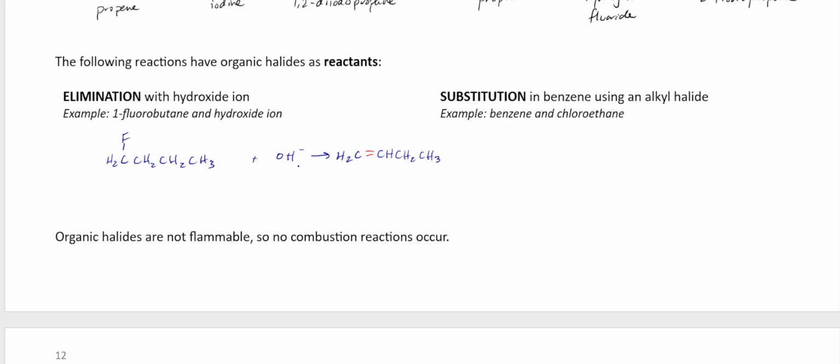So let's think about this. I've got my hydroxide and an H has come off. So if I have hydroxide and an H has been taken off the molecule, well, you may have guessed it does in fact form water. And as you can see right here, the fluoride is no longer present. So the fluoride comes off as an ion. And much as we've seen before, the charge, which is 1 negative on the left side, is equal to the charge on the right side, also 1 negative. And we put in the names. 1-fluorobutane, hydroxide, 1-butene, water, and fluoride.